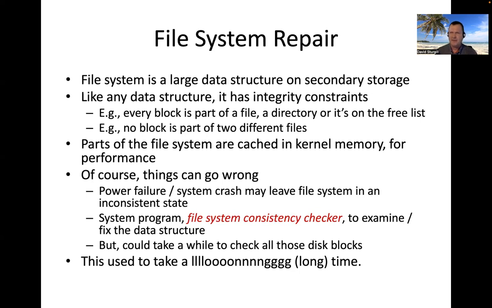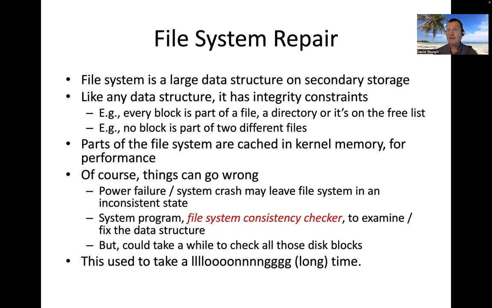Like on the file system, we might imagine that every block, every sector of the disk should either be part of a file, part of a directory, or on the free list. It should be in one of those places, and if it's not, we need to go find what block it needs to be part of. We could make up a bunch of other consistency constraints, like no block should show up as part of two different files, and no block should show up twice on the free list.